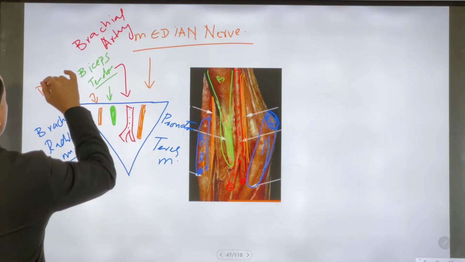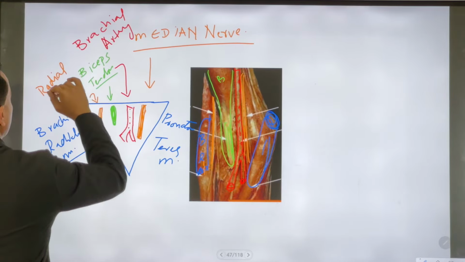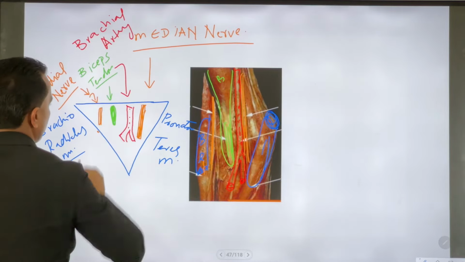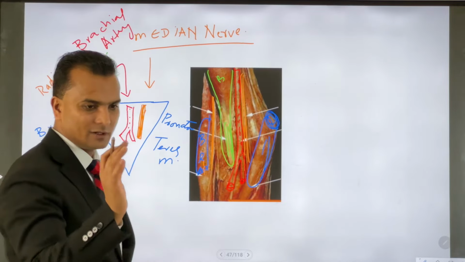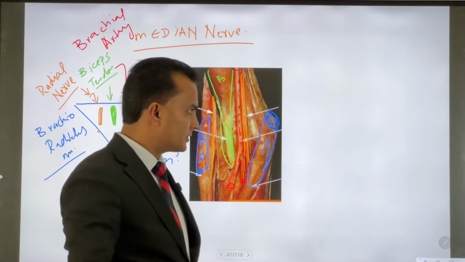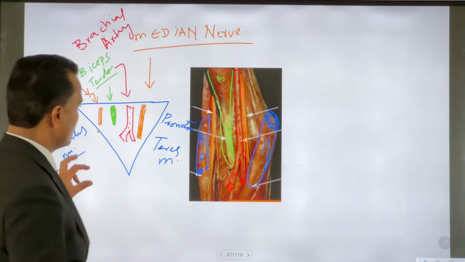This radial nerve comes from the posterior cord of the brachial plexus, one of the strong nerves which helps in extension of the elbow and extension of the wrist. That's why any injury to the radial nerve leads to wrist drop. You should understand it, please. So guys, these are the structures of the cubital fossa.